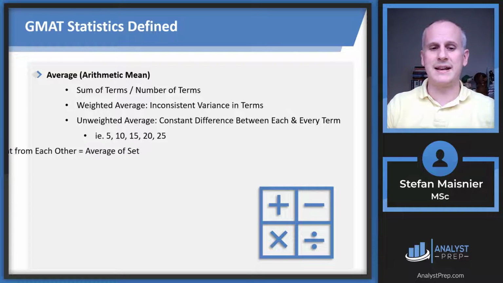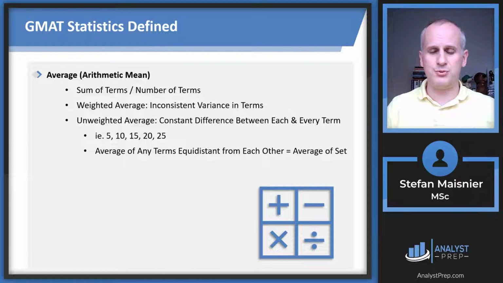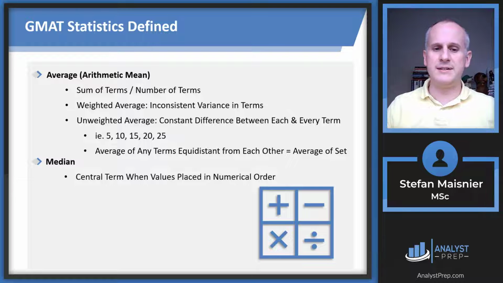That means that no matter which two terms you take, as long as the terms are equidistant from each other, you'll have the average of the set. So, for instance, 5 plus 25 divided by 2: 30 divided by 2 is 15. Same with 10 and 20: 10 plus 20 divided by 2, 30 divided by 2, 15 again. So if you've got two terms that are equidistant from the median, you can actually solve for the average just from those two terms. And the median is going to be your central term when your values are placed in numeric order.